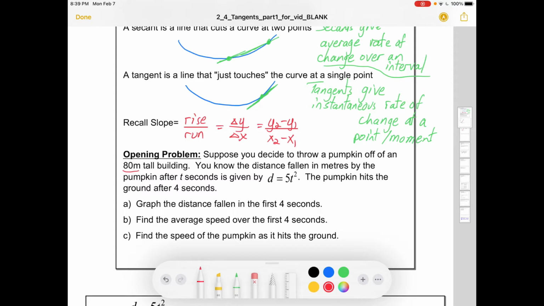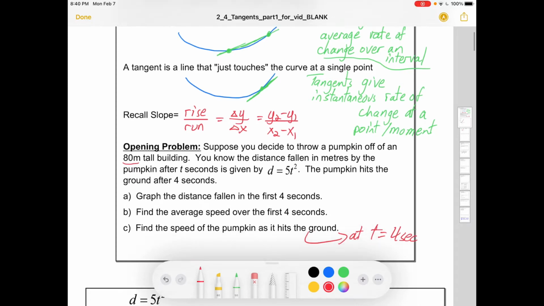We're going to graph the distance fallen for the first 4 seconds for this pumpkin. We're going to find the average speed over the first 4 seconds, and then we're going to find the speed of the pumpkin as it hits the ground, which is right at time equals 4 seconds.